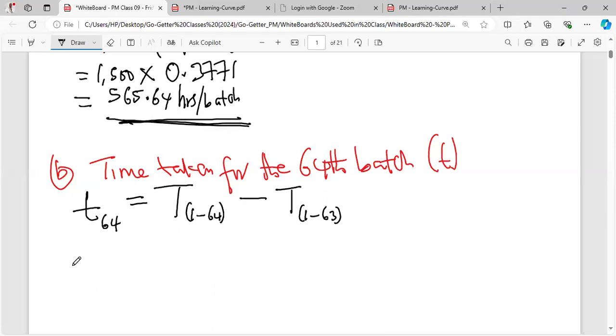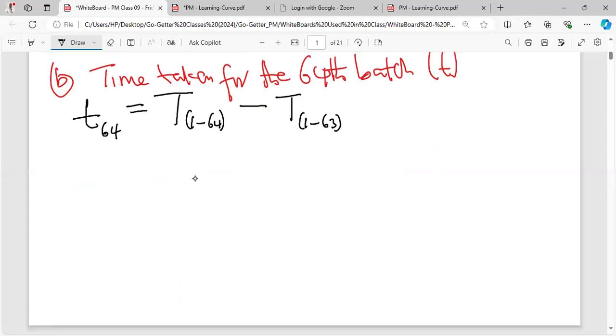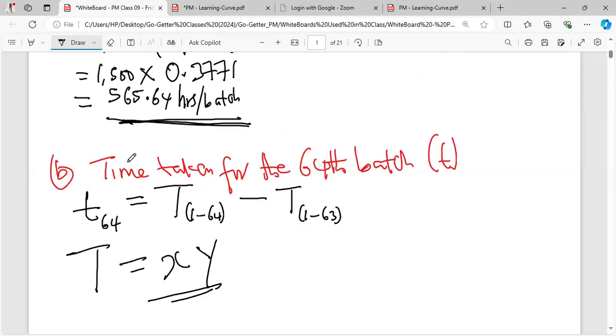So that's what we are going to do. This is the guiding formula. But we don't know t. We are told that t is equal to x multiplied by y. So which y do we know? We already know y. So I would like to call this one y 64. I would like to call it that way. So we already know y 64.